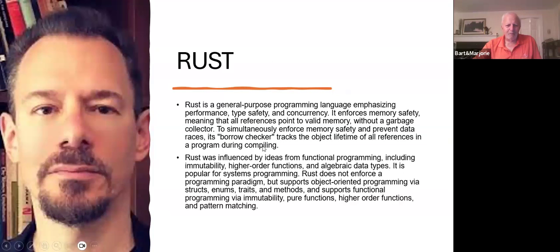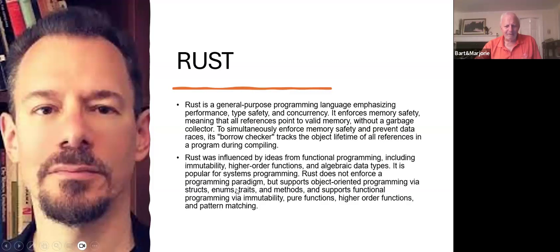That brings us to our final one, Rust, which is a general purpose programming language that really emphasizes performance, type safety and supports concurrency. It enforces memory safety so that you don't scribble all over memory. You don't have references that point to the same or to invalid memory locations that don't exist. And there's no garbage collector here. So to enforce this memory safety, its borrow checker tracks the object lifetime of all references in a program during compiling. And in doing so, it'll spot if there's any errors and will take it away from there.